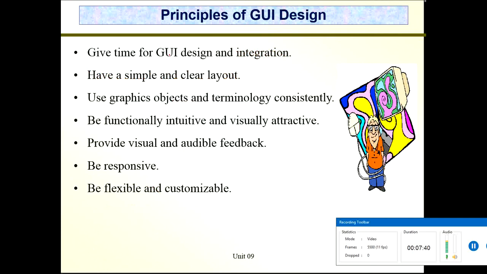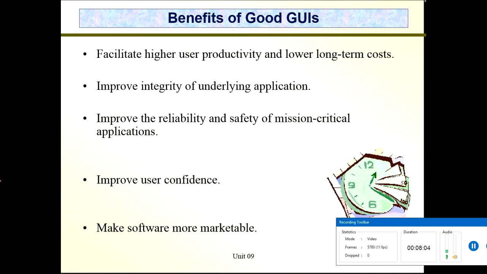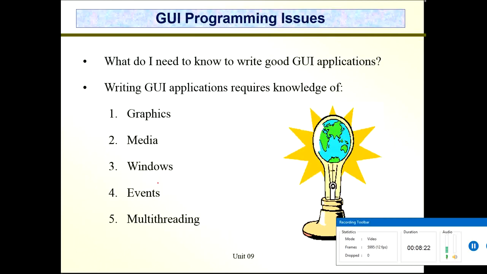Principles of graphical user interface design: we need to give time for graphical user interface design and integration, a simple and clear layout. We will use graphic objects and terminology, be functionally intuitive, and be visually attractive also. You will like it. It will provide visual and audible feedback. It will be responsive, flexible and customizable. And the benefits of good graphical user interface programs are: it facilitates high user productivity, it has lower long-term cost, it improves the integrity also, improves the reliability and user confidence, and the software is in high demand in the market.